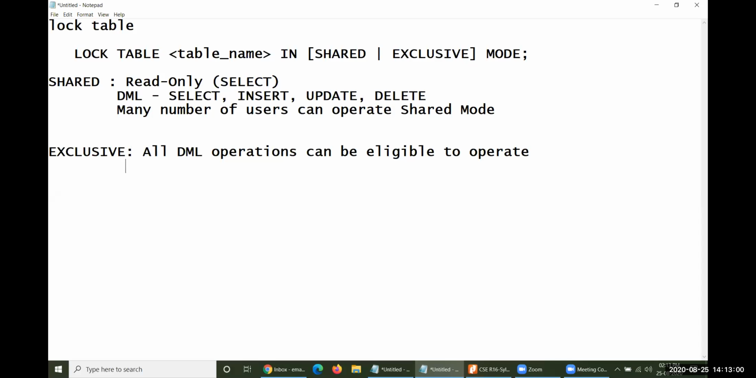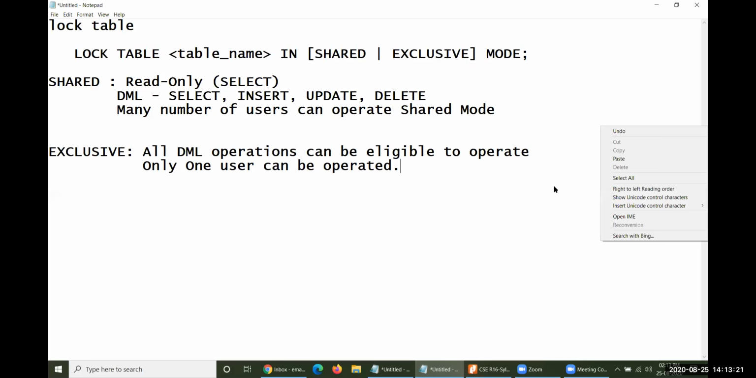Okay, so only one user can operate, not more than one user. If more than one user operates, the first person will get the complete rights on the table, whereas the second person will be under locking mode or deadlock mode. So that is what you need to understand.